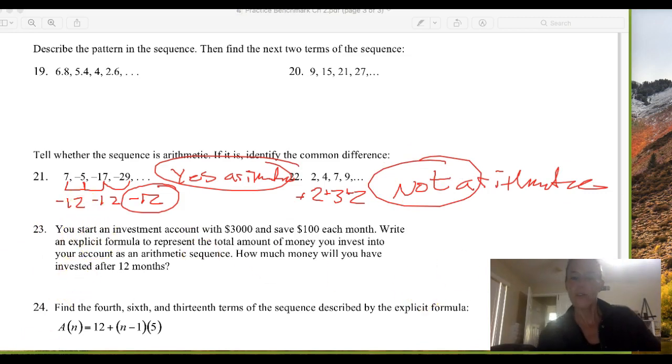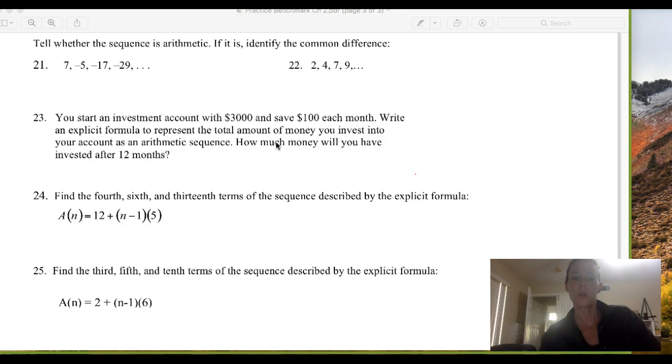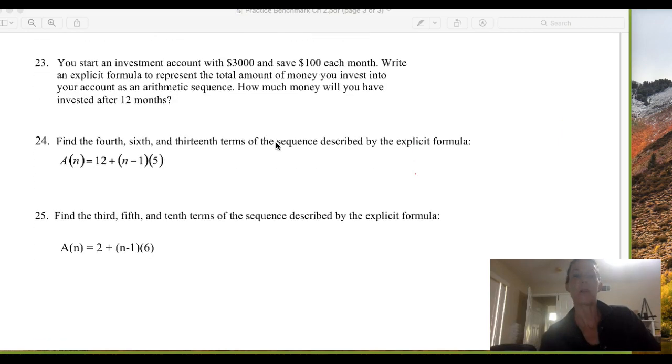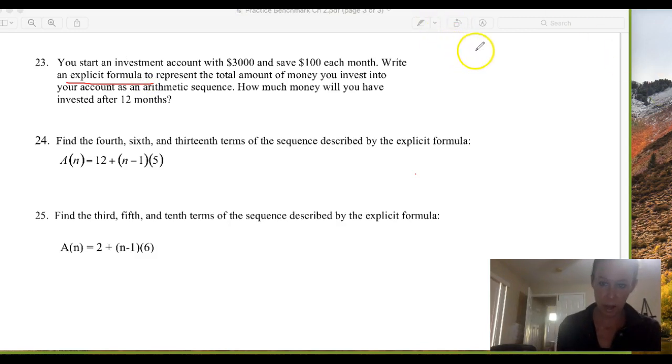You start an investment account with 3,000 and you save 100 each month. Write an explicit formula to represent the total amount of money you invest into your account as an arithmetic sequence. How much money will you have after 12 months invested? You really could figure this out without writing the explicit formula, but we want you to show how you could use this. So if I just were to figure this out without writing an explicit formula, I would go, all right, I start my account.